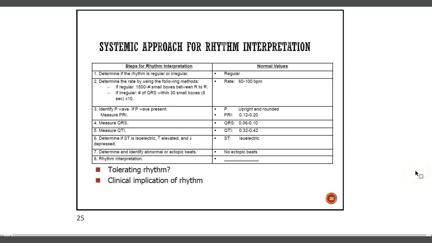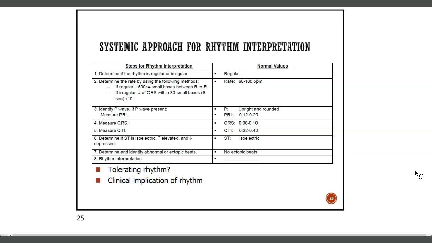Now the normal QTI should be 0.32 to 0.42, and the ST segment should be isoelectric, so it should be around the same line as your PRI. Next is to determine any abnormal or ectopic beats. Normally there shouldn't be an ectopic beat. A normal rhythm interpretation would be a normal sinus rhythm.